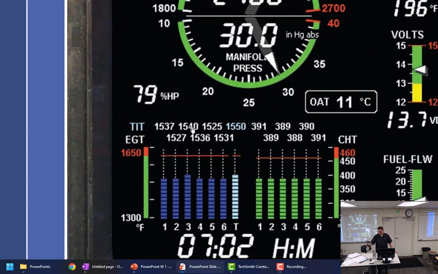So when you're climbing, you're running rich. Yes. High power settings, wide open throttle, 100% power, full rich, and then you level off, and now what you're doing is you're leaning. You want your temperatures, your CHTs, your EGTs to go down. I can't explain it. I'm going to cover this a few times.